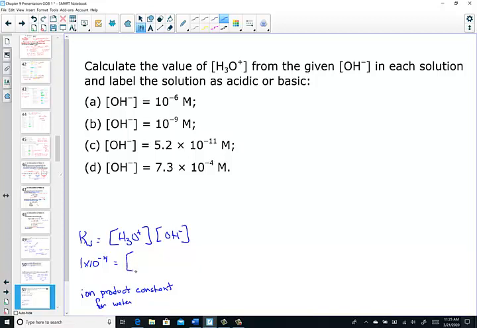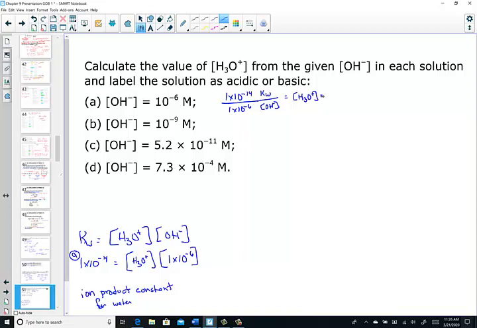Now in this reaction, H3O plus is what we're trying to solve for, given a variety of OH negatives. So for instance, letter A, 1 times 10 to the negative 6 is given as our hydroxide. So to solve for this, 1 times 10 to the negative 14th divided by 1 times 10 to the negative 6, that's taking Kw over hydroxide, and you're going to find hydronium.